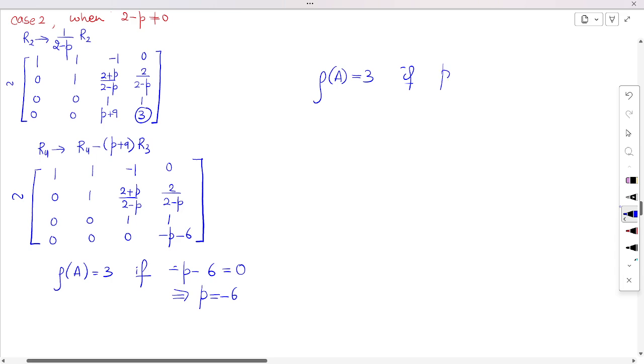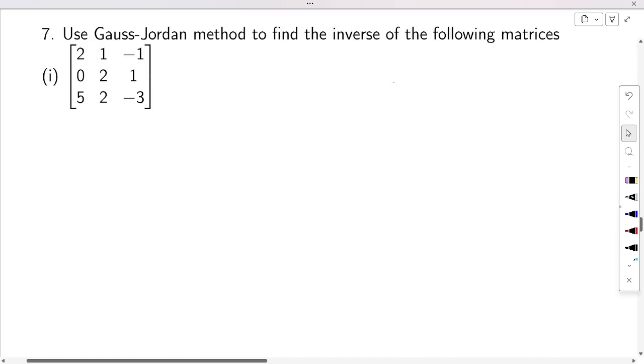If P is equal to 2 or P is equal to minus 6. Next problem is use Gauss-Jordan method to find the inverse of the following matrices. Okay, so how do we proceed with this?